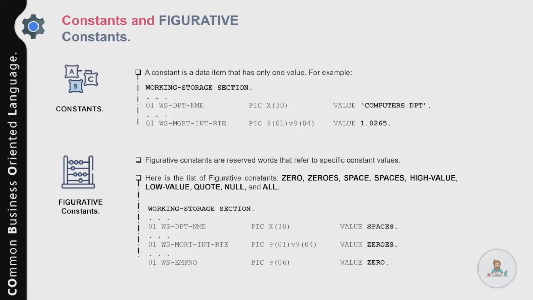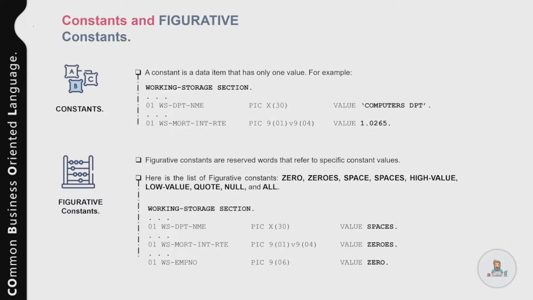And the initial value of all these variables is assigned with the help of the VALUE clause and figurative constants. So for example, in case of department name, which is X of 30, that is alphanumeric, I've used a VALUE clause along with SPACES. SPACES is a figurative constant, and what will happen when you run this program? This particular variable, department name, is filled with all spaces. That means all 30 bytes will have spaces as an initial value.